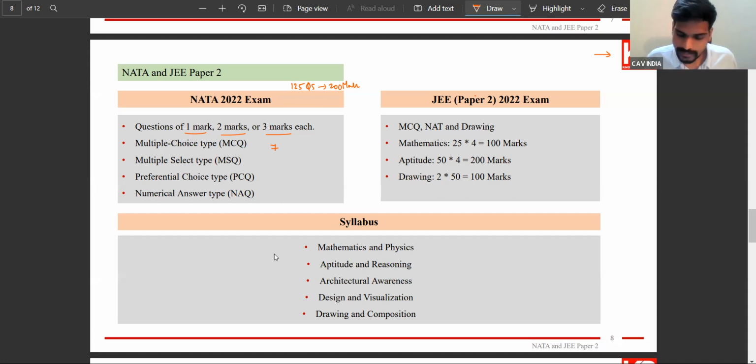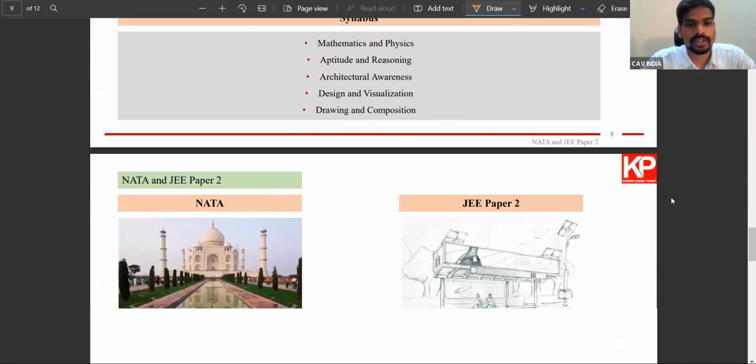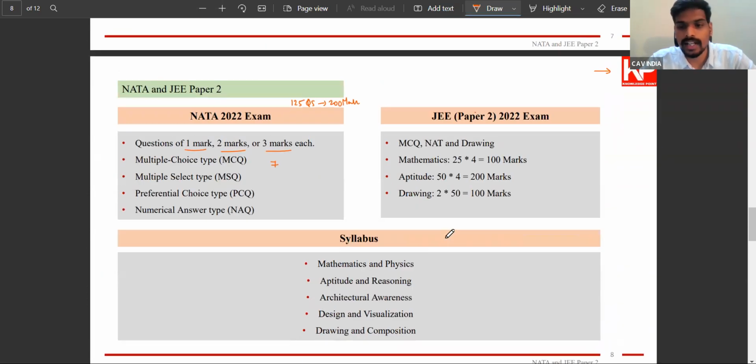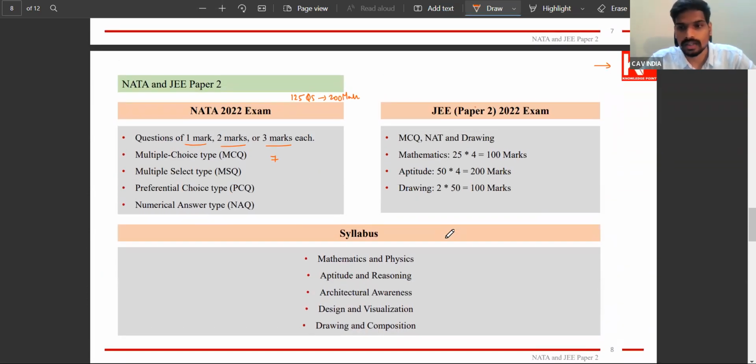Hari has a question. Is there no drawing part? No, physical drawing is not involved in NATA. However, we will discuss that in detail. There is no physical sketching, but you need to have the knowledge of sketching. I have an example question on that, of how it is tested in the NATA exam. We will look into that.